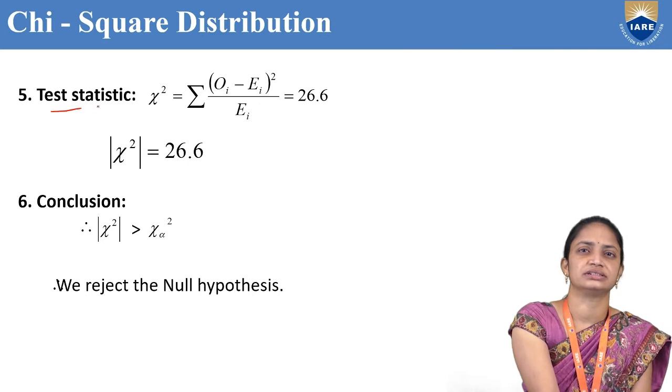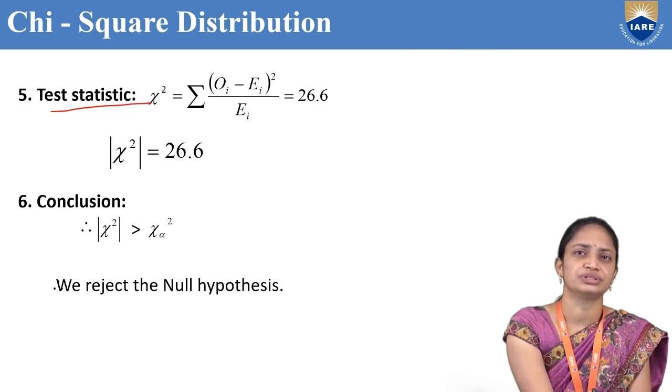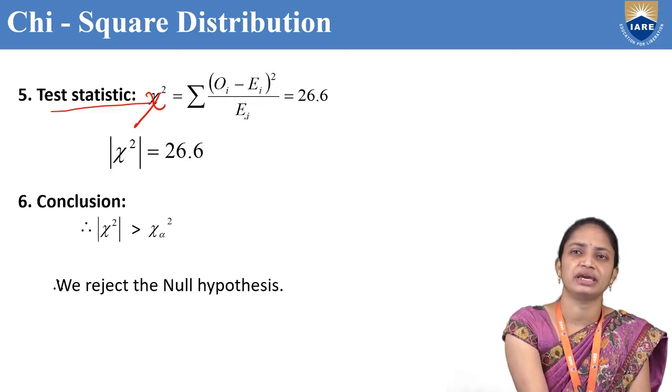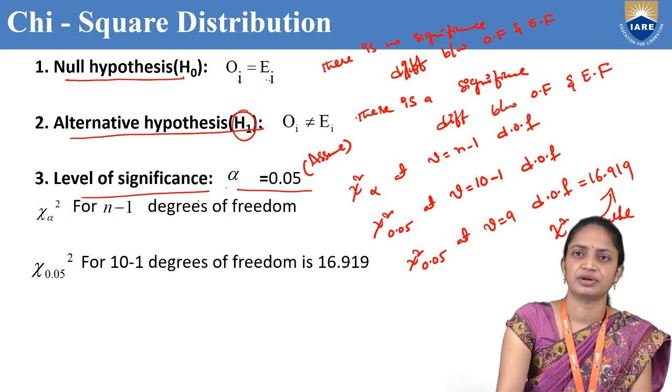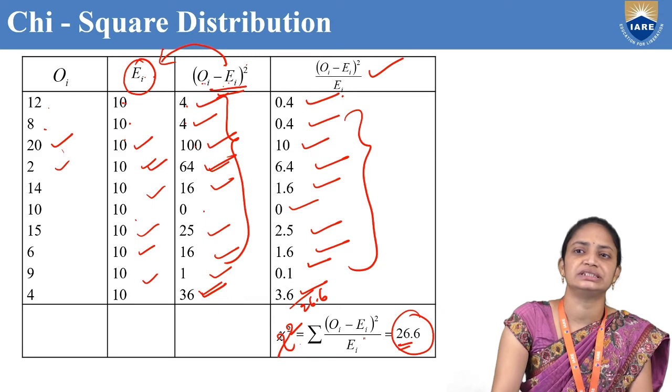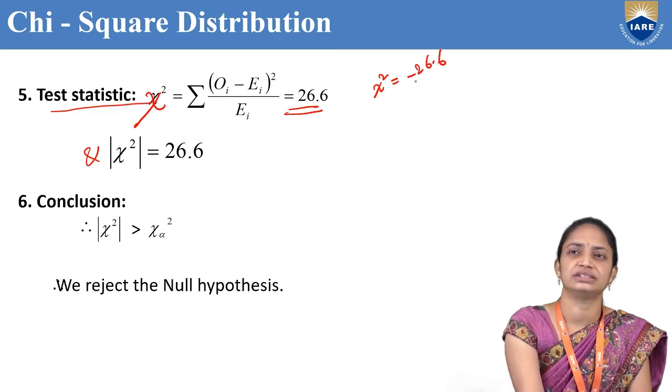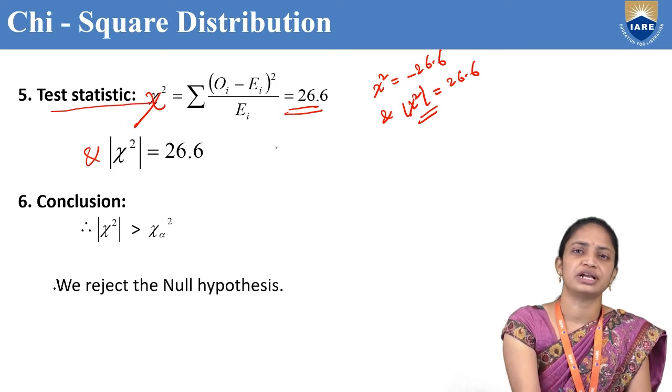Next, the test statistic. Coming to the test statistic, here we have to use the formula. What is the formula? Chi-square equal to summation of (Oi minus Ei) whole square by Ei. Already we have calculated this value from the table, and that value is 26.6. But we need mod chi-square. If the chi-square value is minus 26.6, then we take mod chi-square as 26.6. We have to take every value as a positive value. Here chi-square equal to 26.6 only, so the mod chi-square value is 26.6.